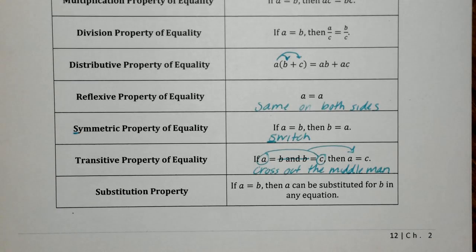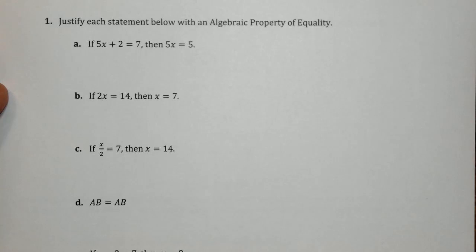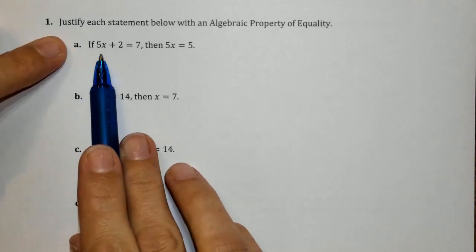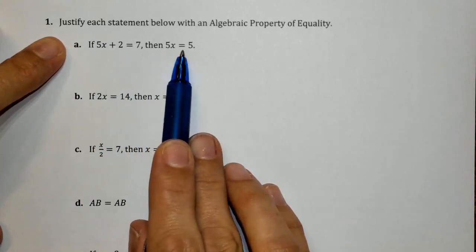Your substitution property is what algebra talks as to evaluate a problem, or what a lot of us know as plug in. We have A and B. A can be substituted for B because they're the same thing, and we'll see this in a little bit to help clarify what this looks like in person. So what we're going to do is we're just going to take these several statements and we're just going to identify which one of these properties it's going to be. If we look at here, we have if 5x plus 2 equals 7, then 5x equals 5.